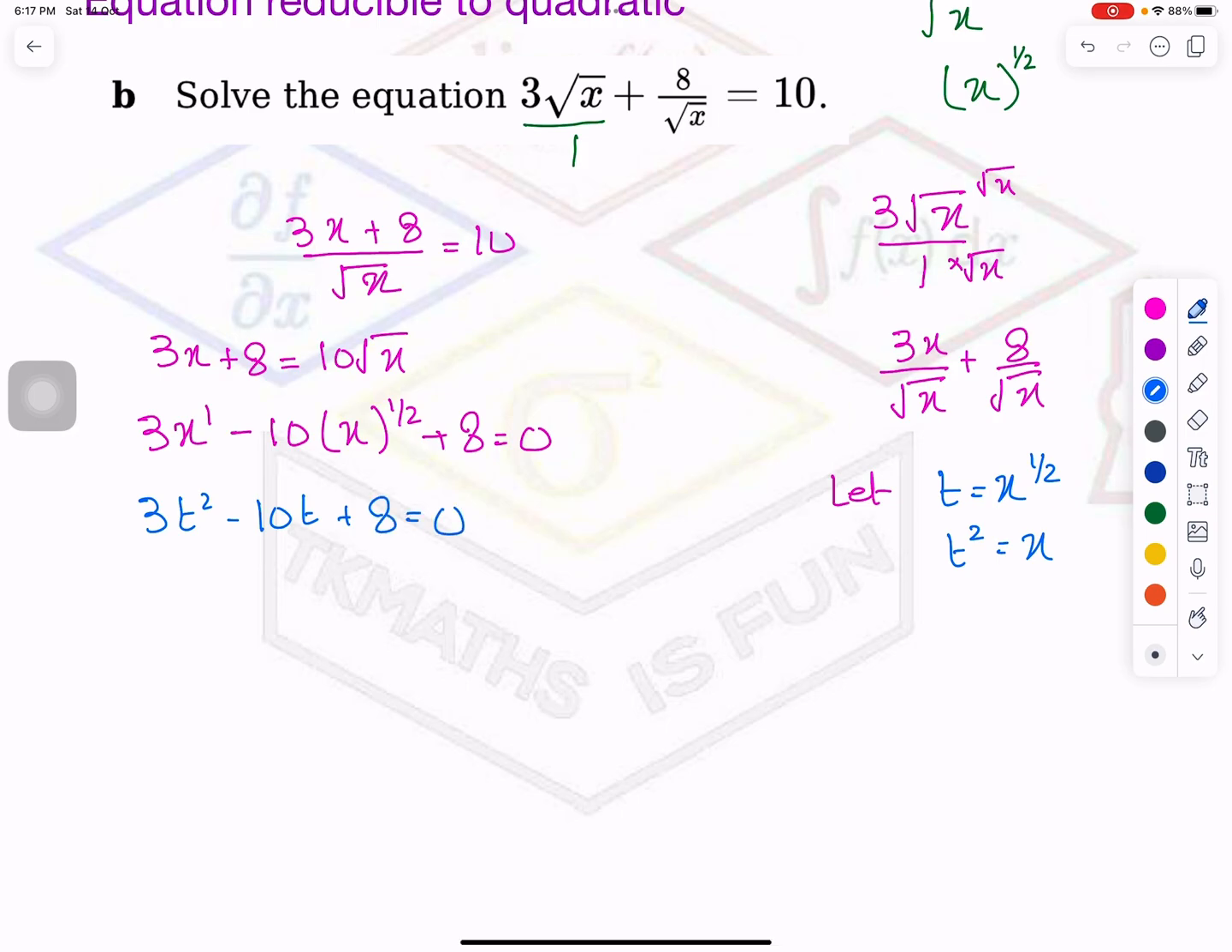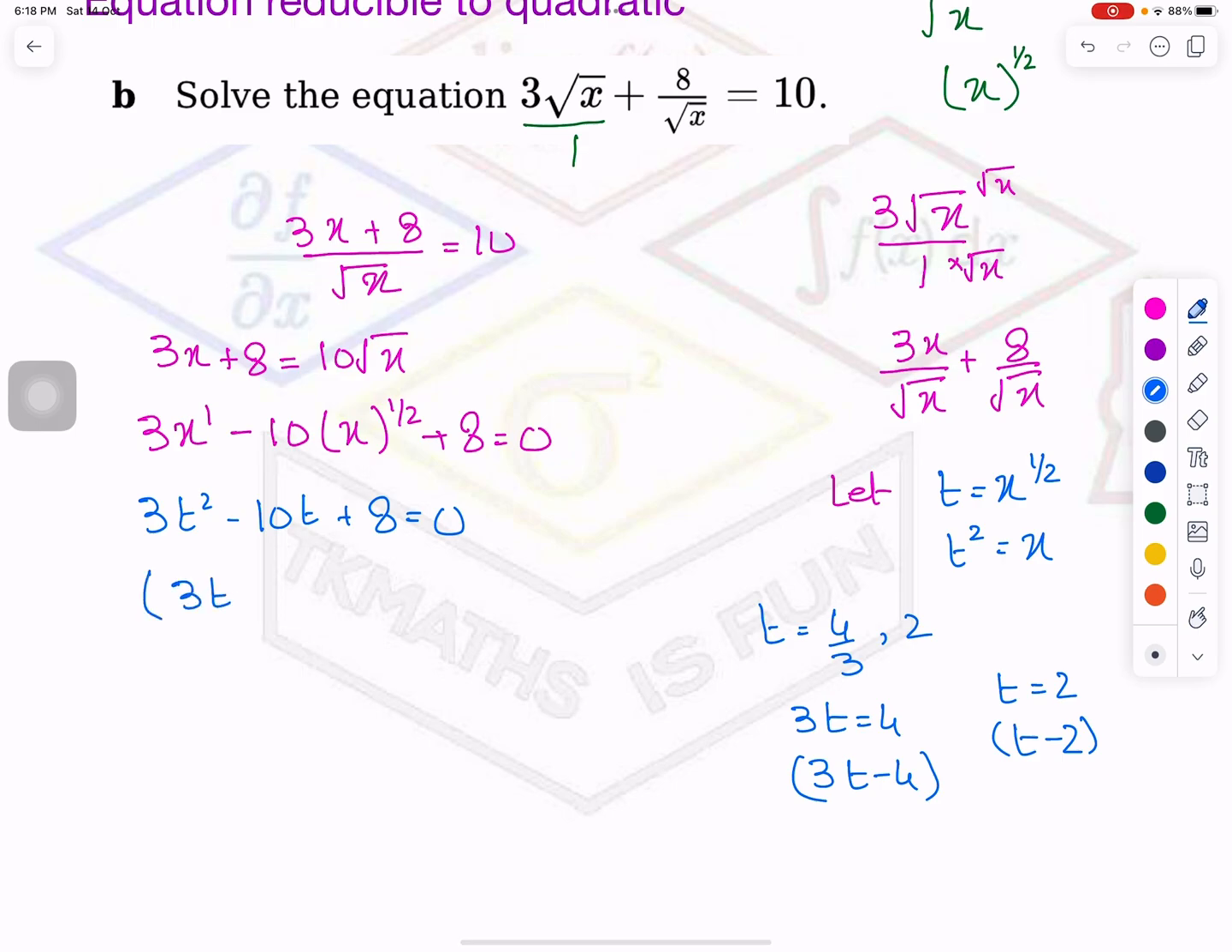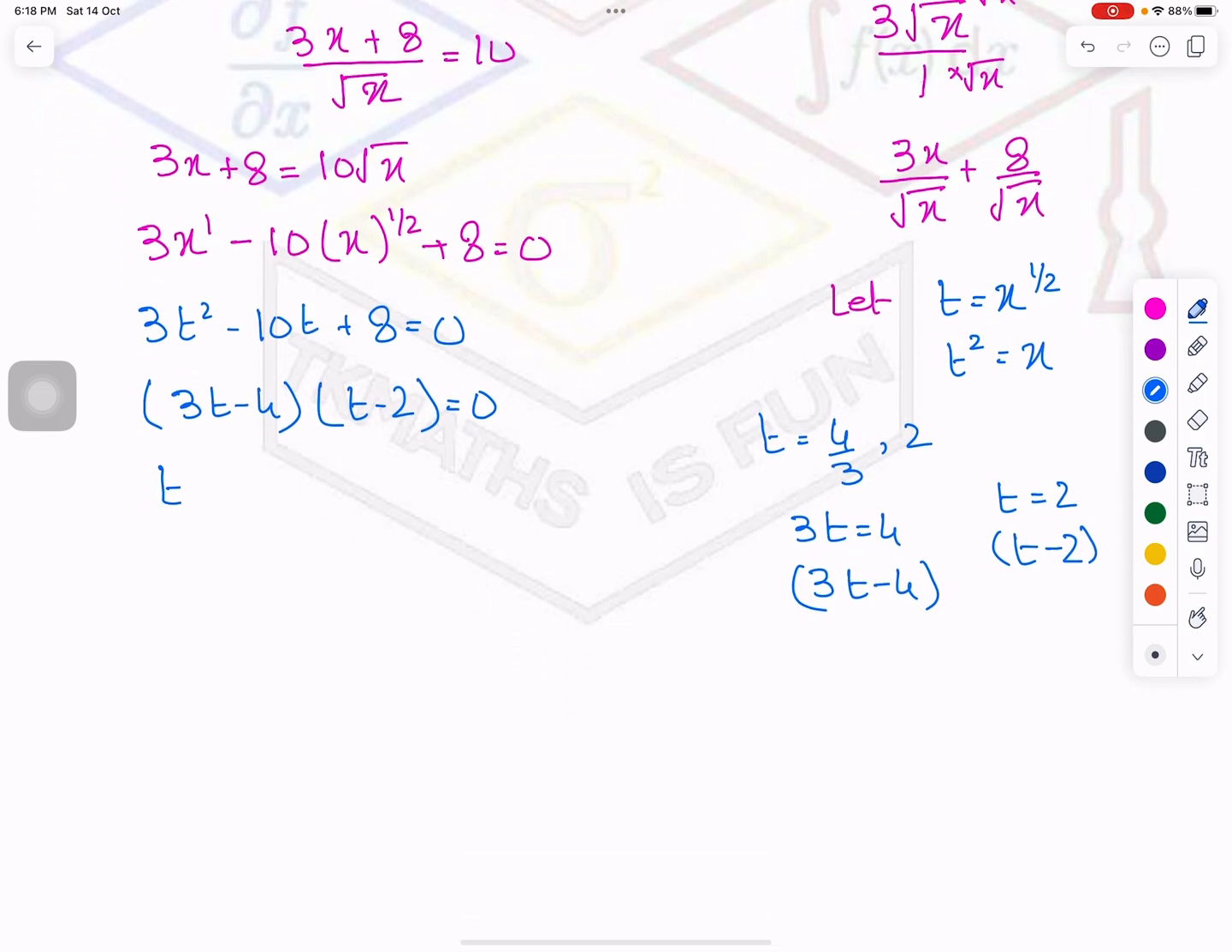Now you have to find factors. Let me take the calculator and find it out. Just give me a minute. Okay, so the values of t are coming 4/3 and 2. If you want to make factors out of it, 3t equals 4 means 3t minus 4, and the other one, t equals 2, which will be t minus 2. This is how you get the factors using the calculator, and you write the factors here. This is an important step. You have to show which factors you are getting. After that, you can write the roots of t.